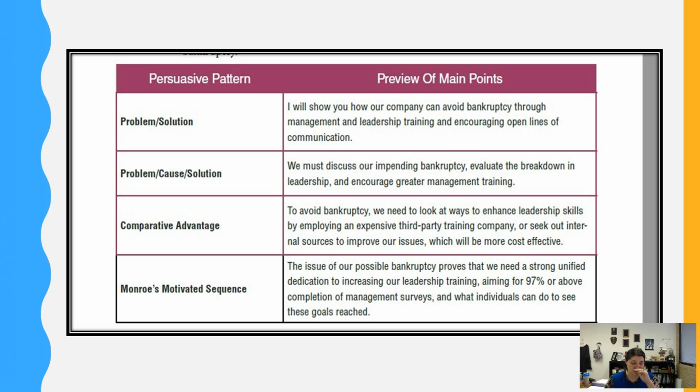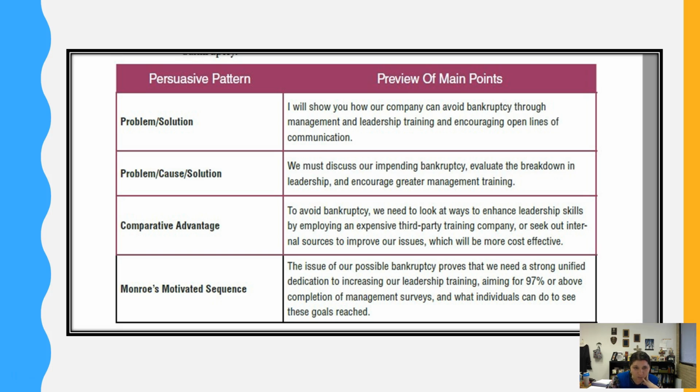Okay? Sorry, I'm trying to sneeze. All right. So that is organizational patterns. They're very simple, but you have to think about them. Don't always assume that topical is going to be the best one because it's not. It's very rarely the best one. It can be used in formative, but it can't be used in persuasive. As you can see, these are the organizational patterns we use in persuasive.